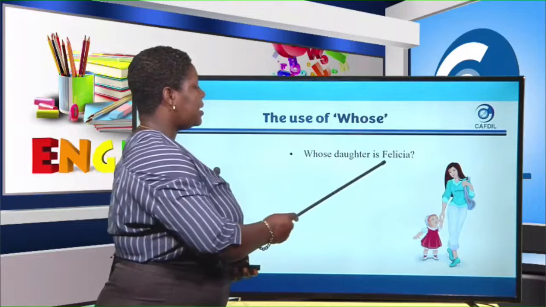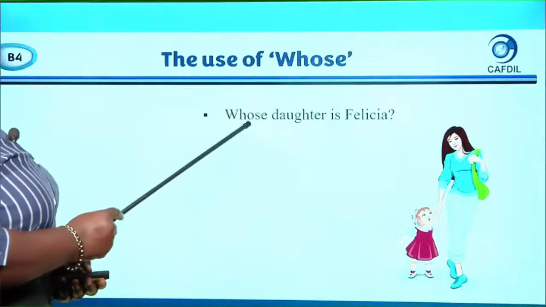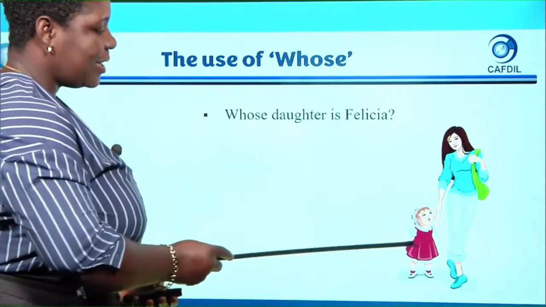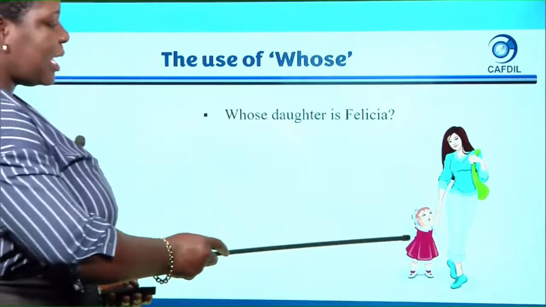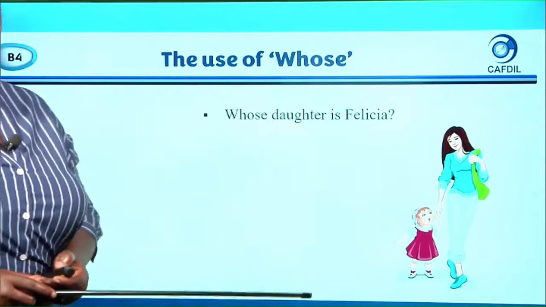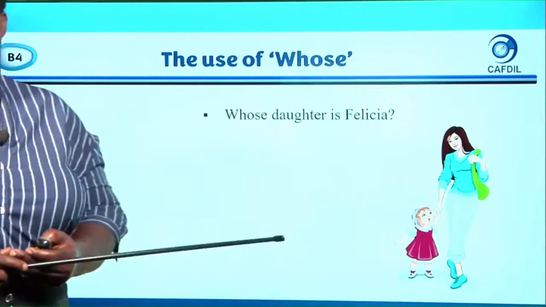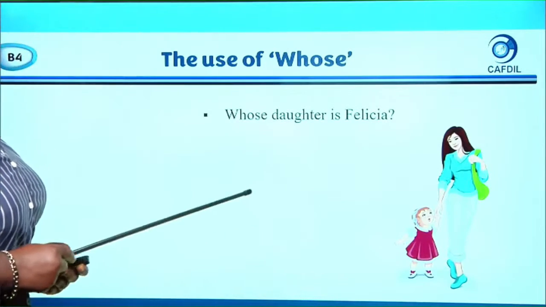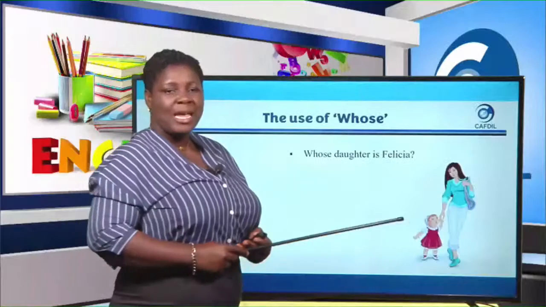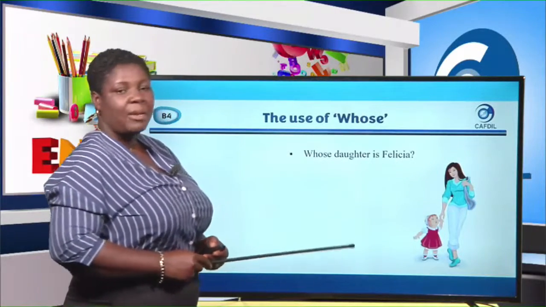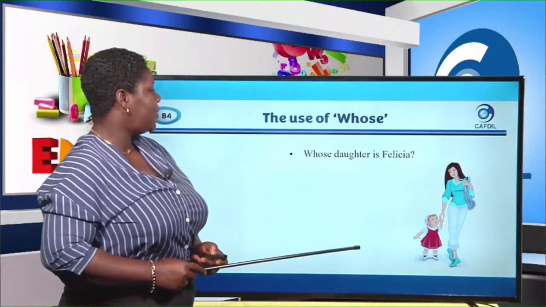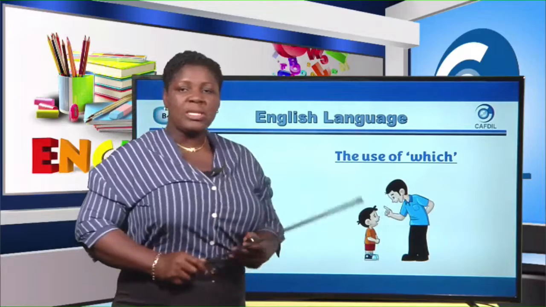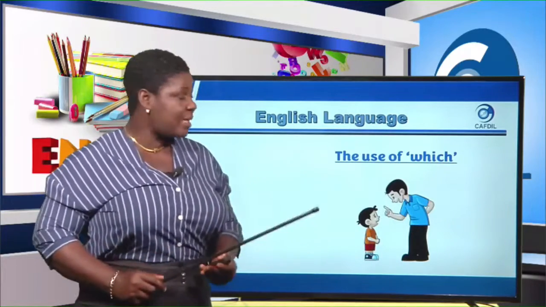Whose daughter is Felicia? So this young girl here is Felicia. Whose daughter is she? We are looking for her mother. And whose is used in asking questions about a person. Okay, so we said whose is used to ask questions about a person.